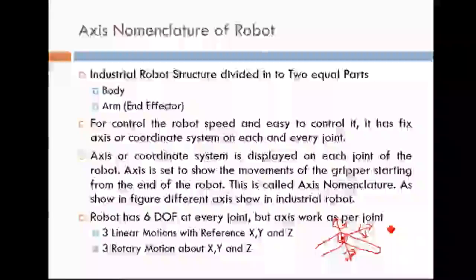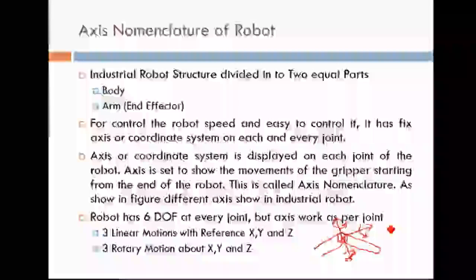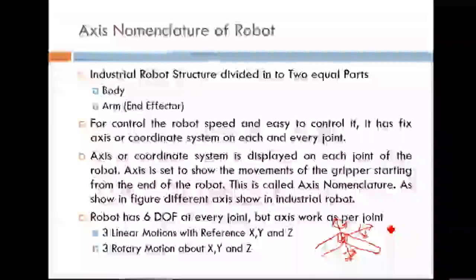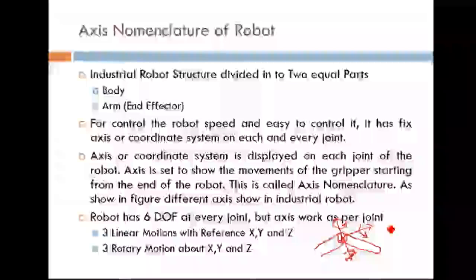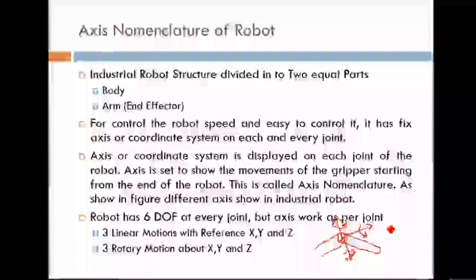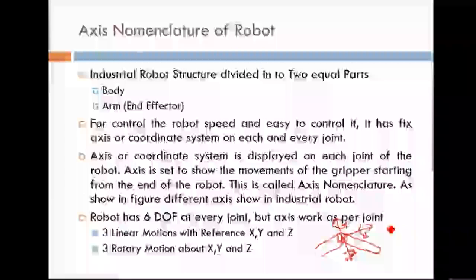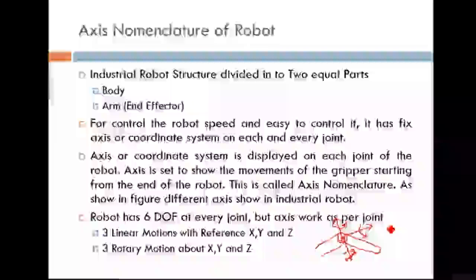Don't be confused between the total number of axes and the total degrees of freedom. Degree of freedom is different and the axis is different. Each and every joint has 6 degrees of freedom. So here I write that the robot has 6 degrees of freedom at every joint, because each and every joint has an axis.